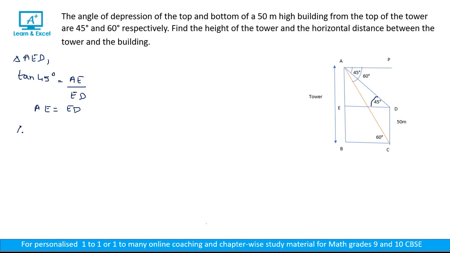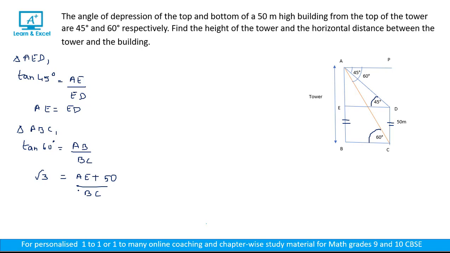Let us take the next triangle, which is ABC. In this triangle, because PAC is 60 degrees, we can say that ACB is also equal to 60 degrees because they are alternate angles. So here tan 60 degrees equal to AB upon BC. AB can be written as AE plus EB. Now EB is equal to DC, so we can write AB as AE plus 50, upon BC, and tan 60 we know as root 3.